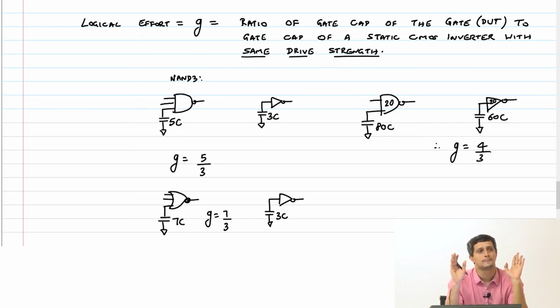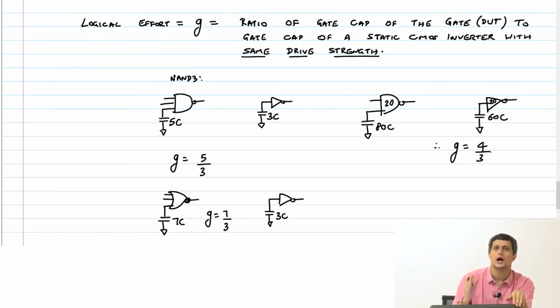Clear? This may take some time. We'll do more examples in the next class. We'll start using it more and more, and hopefully it should become clearer as you go along. But go back and think about what I told you today, especially how I compared a NOR to a NAND. Why did I normalize the input capacitance? Only then will you see the whole picture emerging out of this.